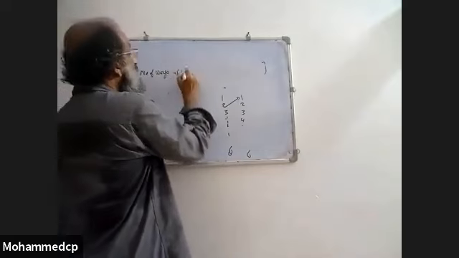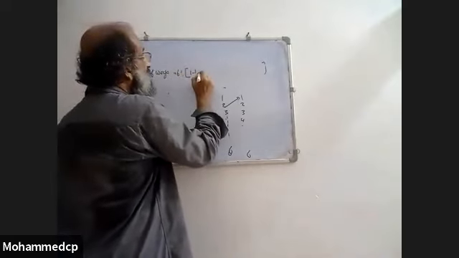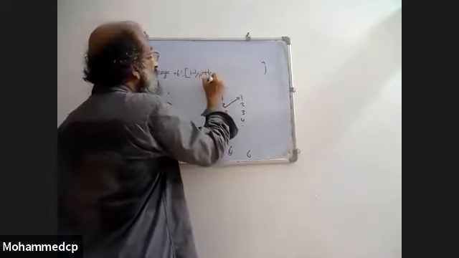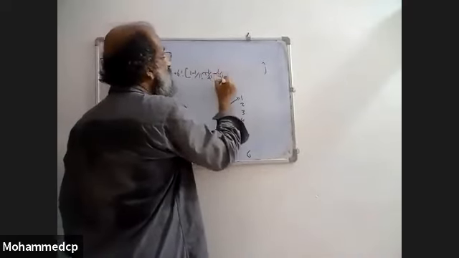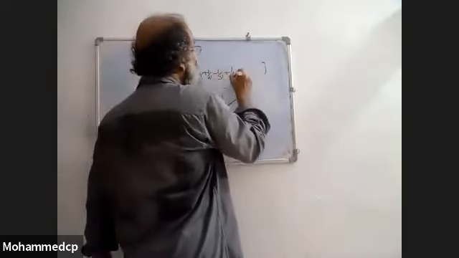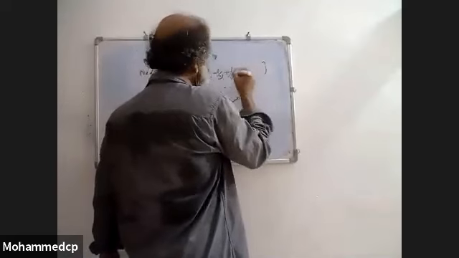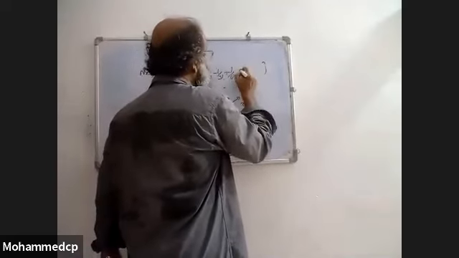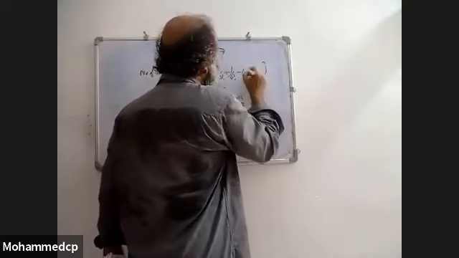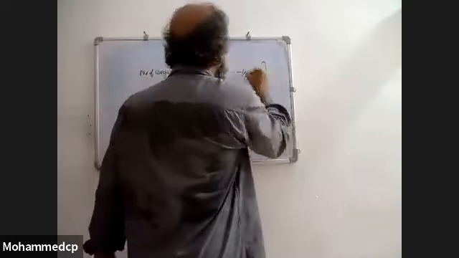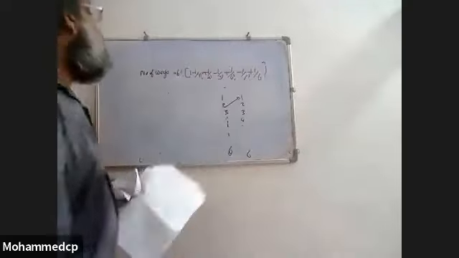6 factorial into 1 minus 1 by 1 factorial plus 1 by 2 factorial minus 1 by 3 factorial plus 1 by 4 factorial minus 1 by 5 factorial plus 1 by 6 factorial.